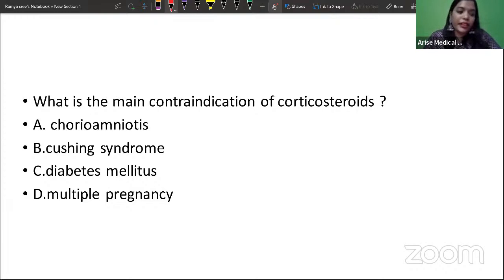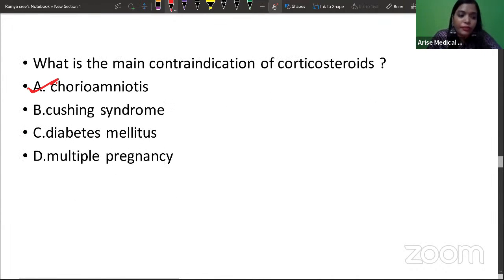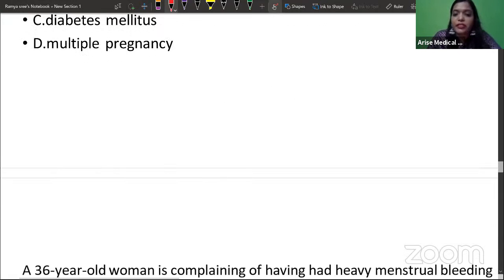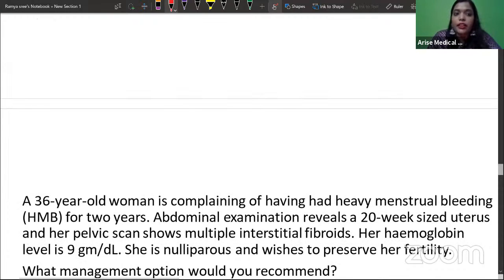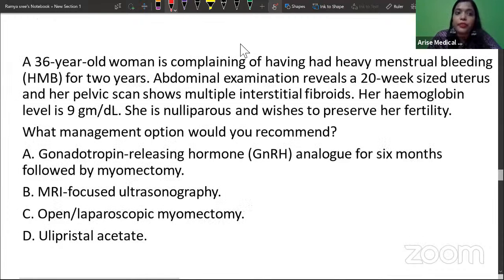What is the main contraindication for steroids? Chorioamnionitis, Cushing syndrome, diabetes mellitus, multiple pregnancy. Chorioamnionitis is an absolute contraindication for steroids. Chorioamnionitis will flare up. With steroids, infections always get flared up. Your infections flare up with steroids, right? Okay, let's go to the next question.